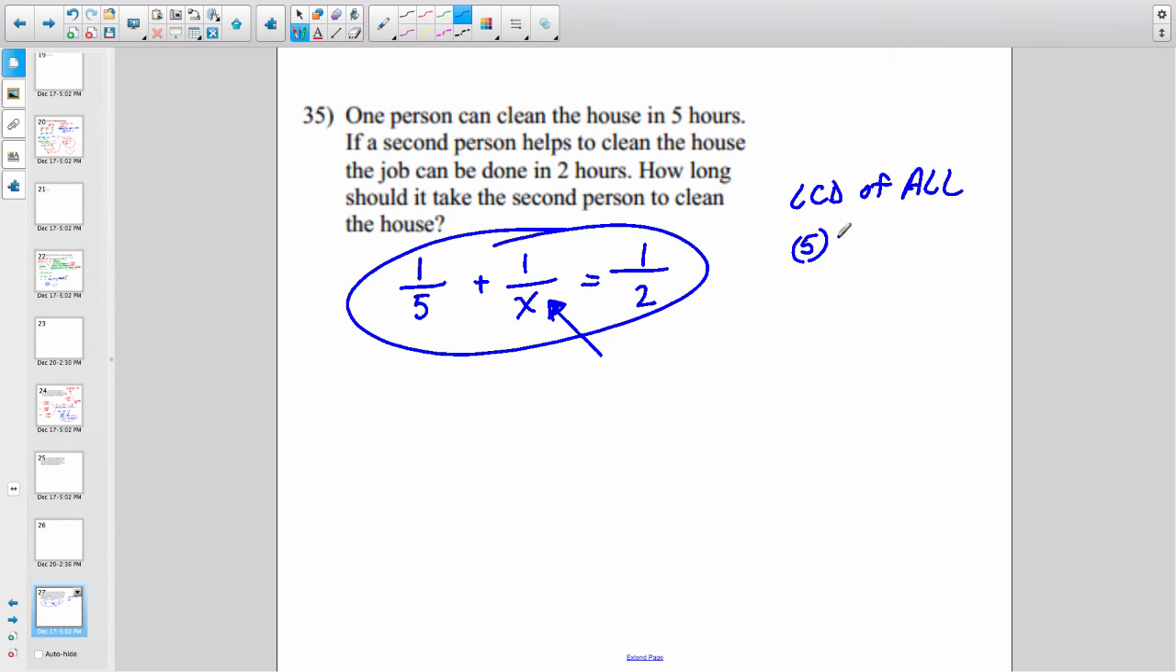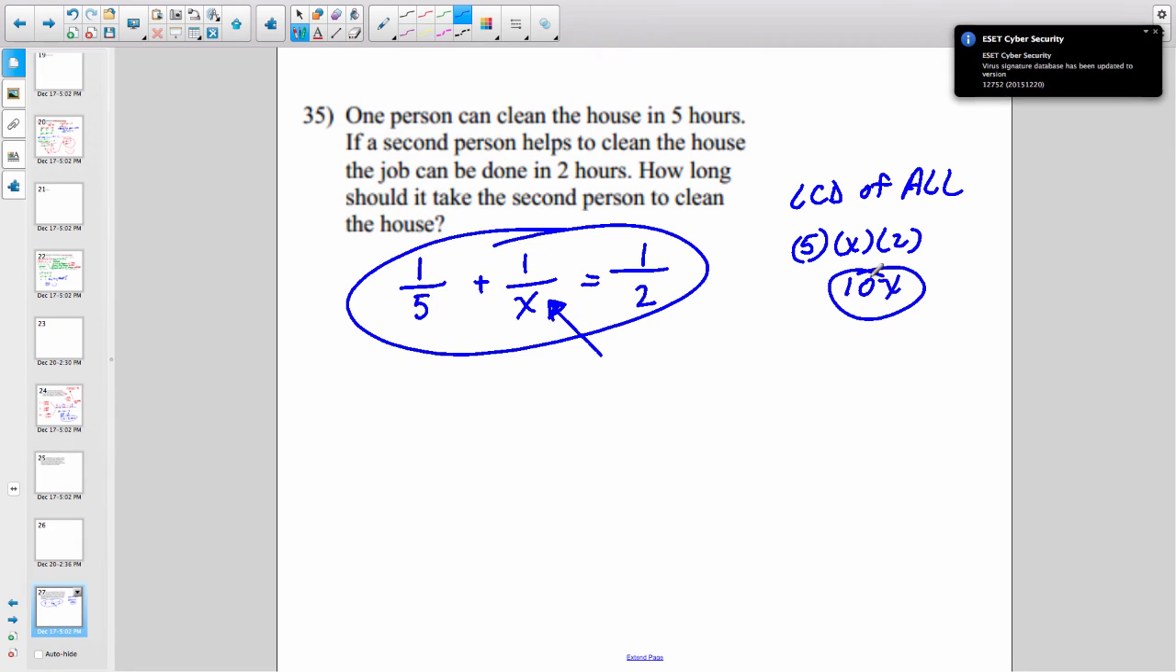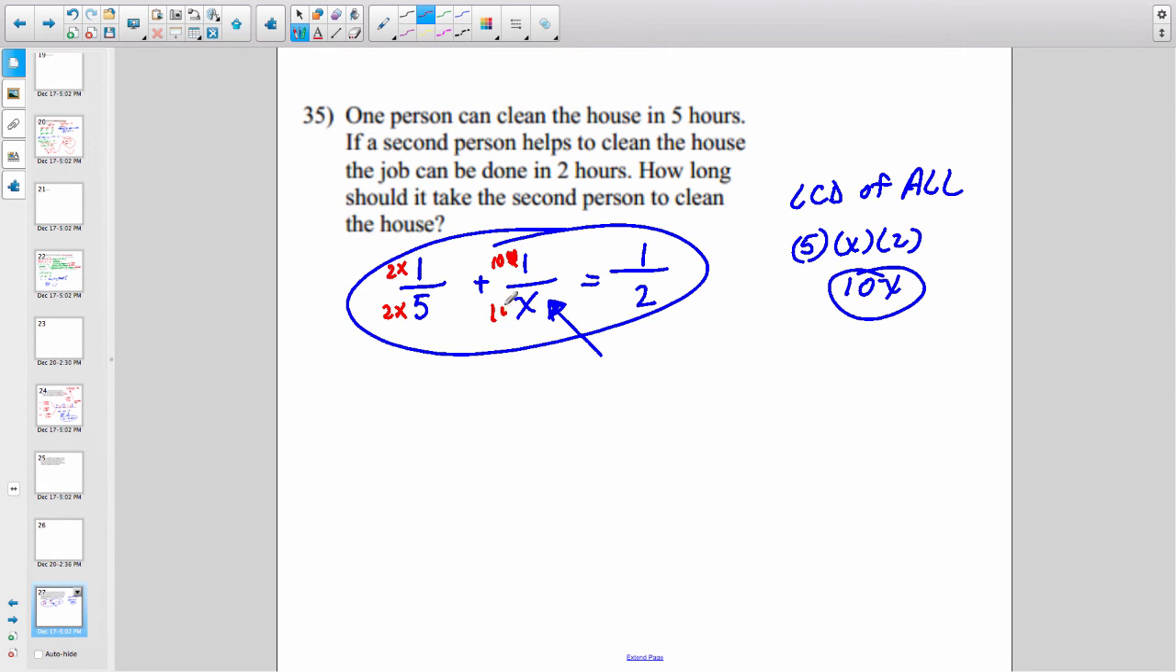So you'd have 5 times x times 2, which is 10x. Okay, this fraction is missing 2x. This fraction is missing 10. Nope, just 10, sorry, my bad. And this fraction is missing 5x. Once you set that up so that the denominators would all be the same, get rid of them and just solve for the top. So the top would be 2x plus 10 equals 5x.